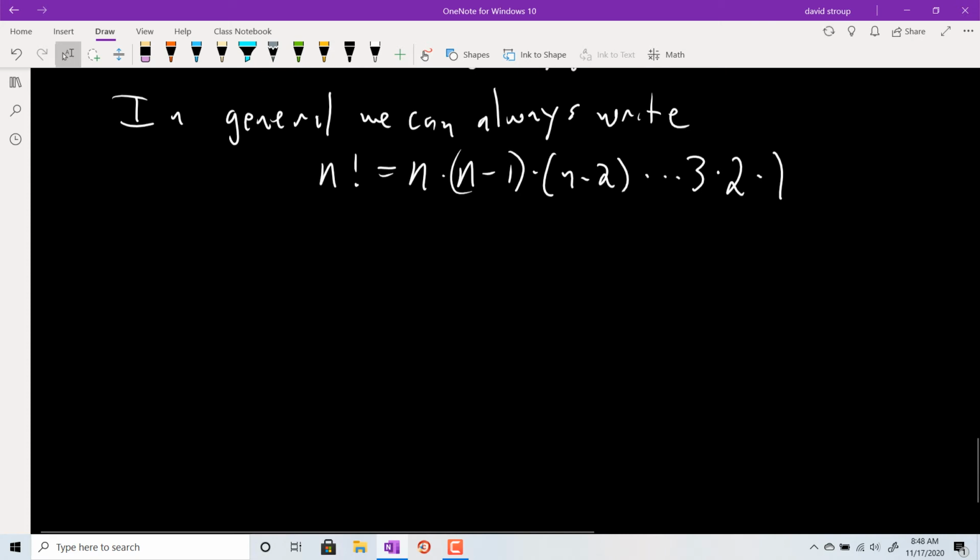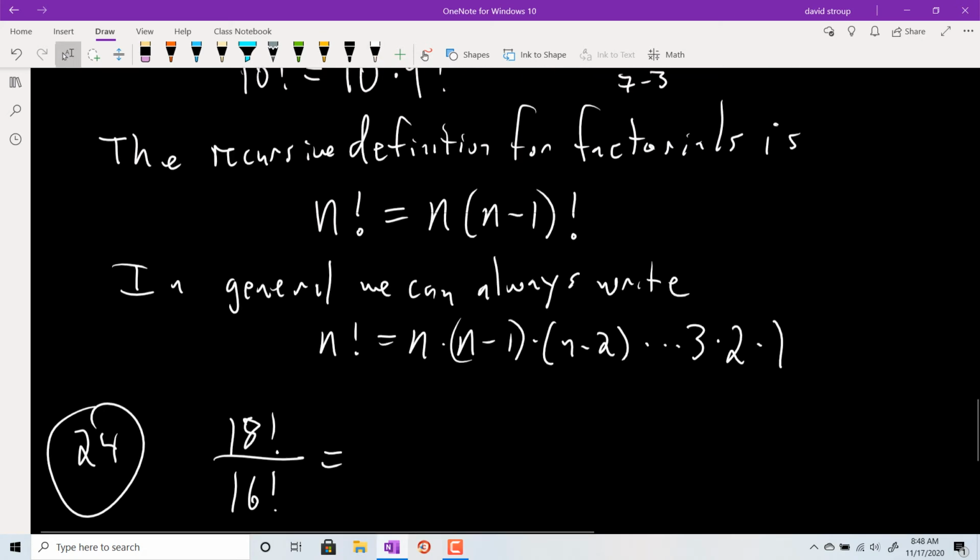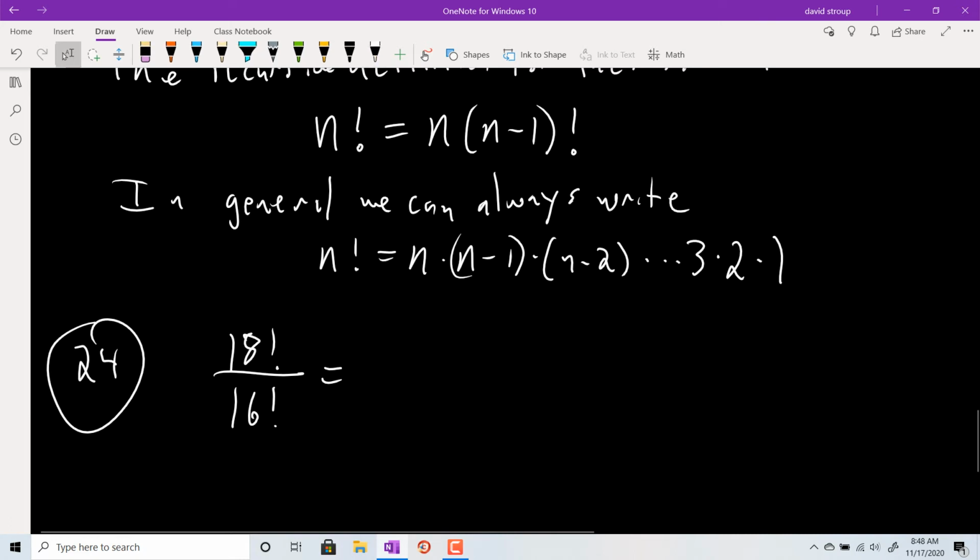Why would we even care about doing that? It's because we're going to be called upon to do some simplifications. For example, number 24, 18 factorial all over 16 factorial. And the deal is you probably don't want to write out 18 times 17 times 16 times 15 times 14. I would advise you to use that recursive definition to pull this trick.